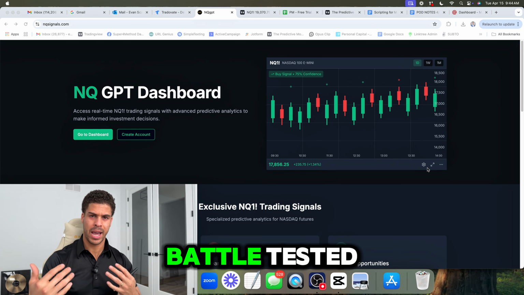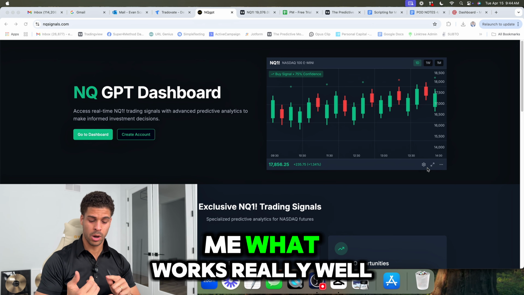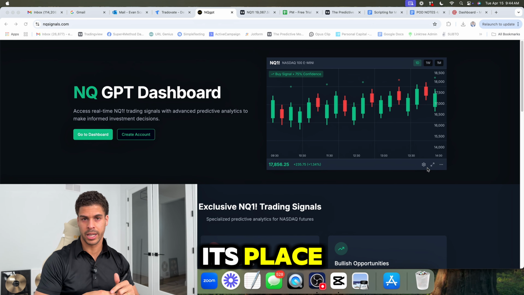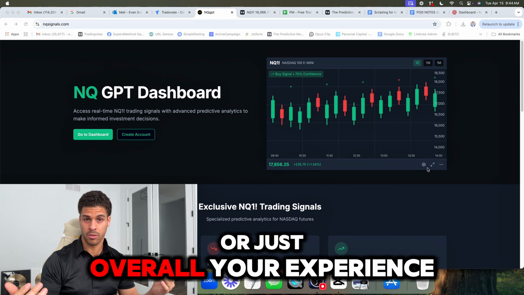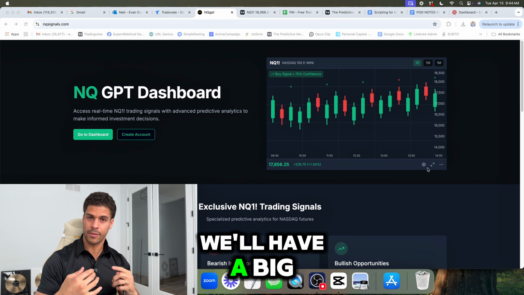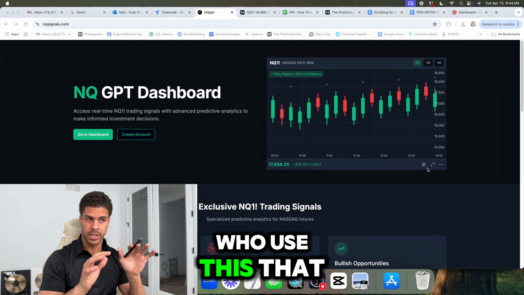I basically want this thing battle tested by traders like you, so you can tell me what works really well and what doesn't work very well, that I can maybe eliminate or add something in its place to improve the signals or just overall your experience. So what's coming is there will be a Slack channel that you guys can join, where we'll have a big and nice community of just traders who use this that is coming on its way.